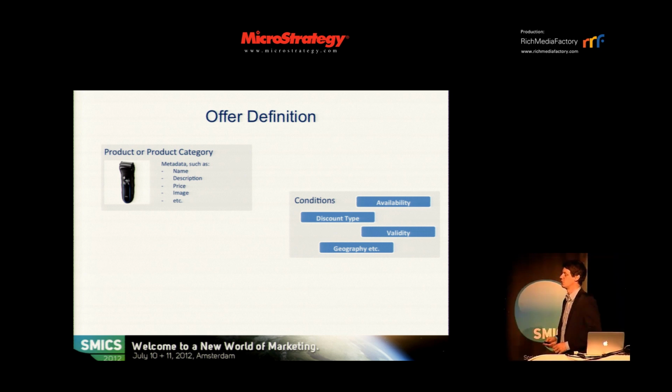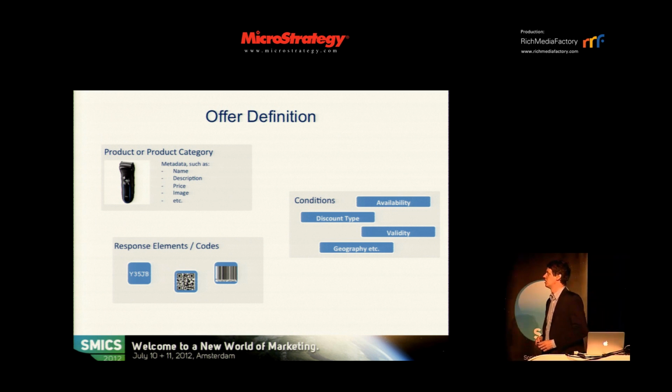You can choose the type of discount, whether it be a percentage or maybe some loyalty points or whatever you want. We have the validity, so you can say this offer or this coupon is only valid between the 12th of July and the 14th of July, and maybe only in Hamburg or only in Amsterdam. So you can also limit on the geography.